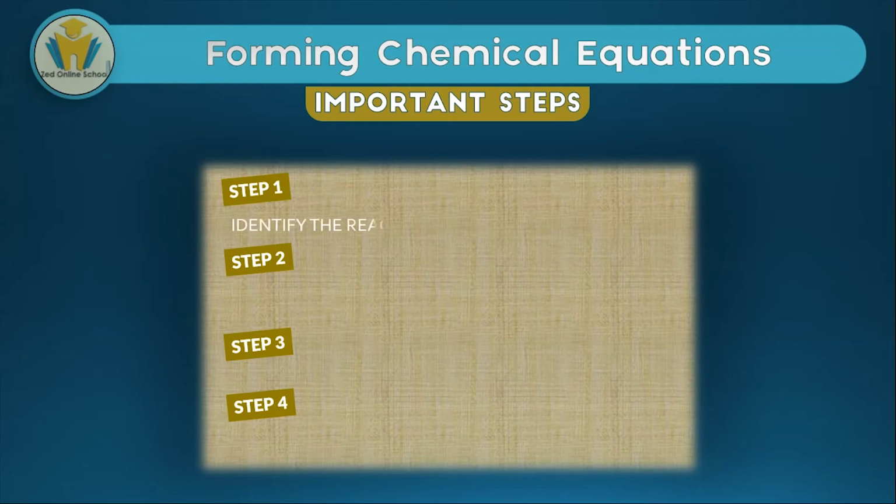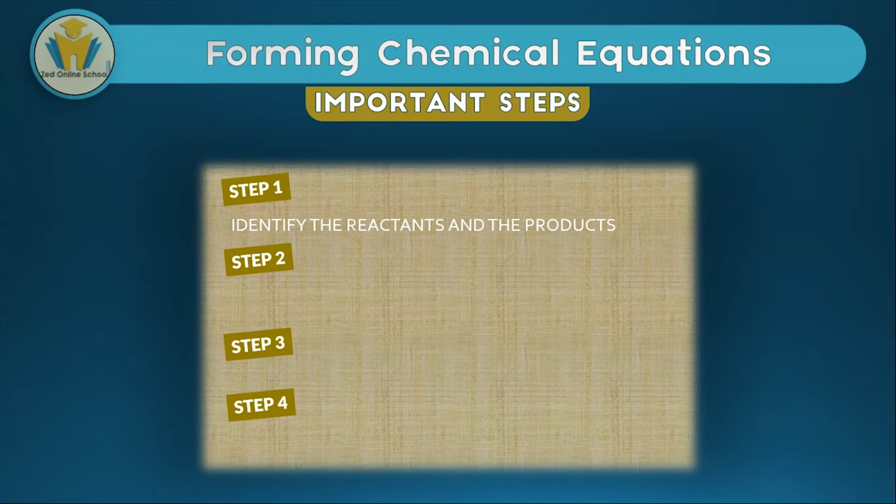The first step is identification of reactants and products. You cannot do a lot if you don't know the reactants and products. And so the first step is you being able to identify what is reacting and what is being produced.